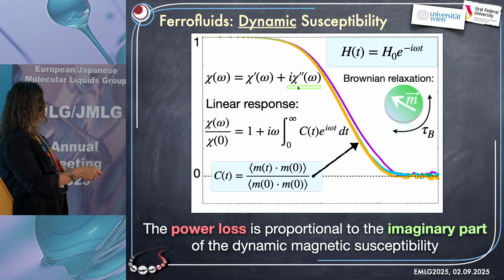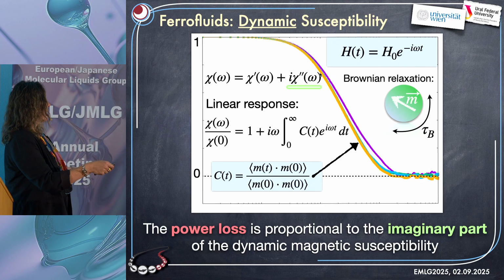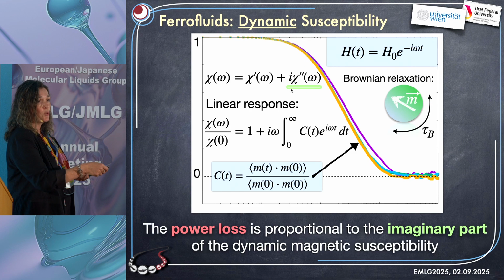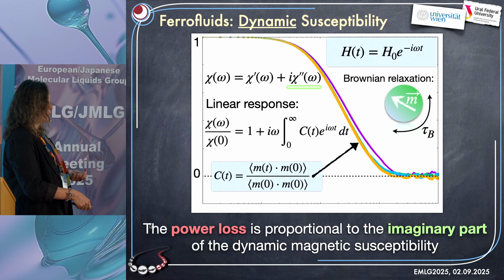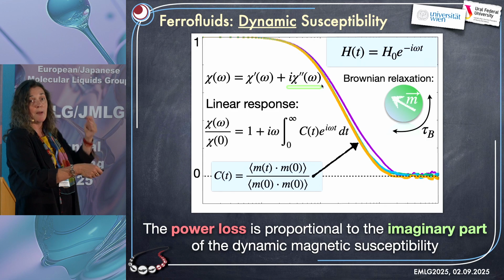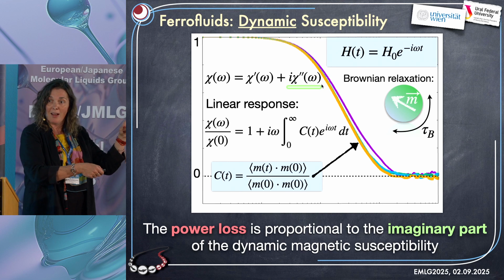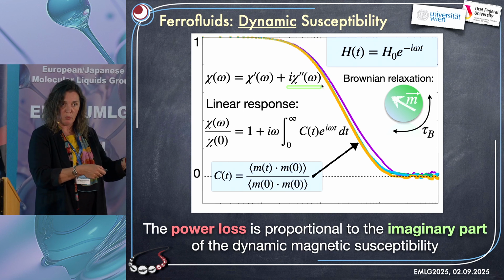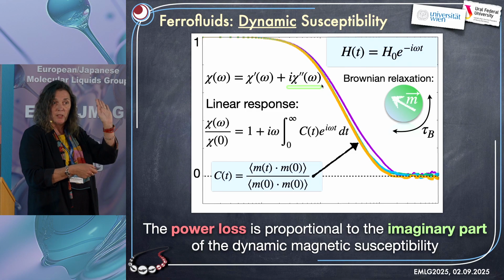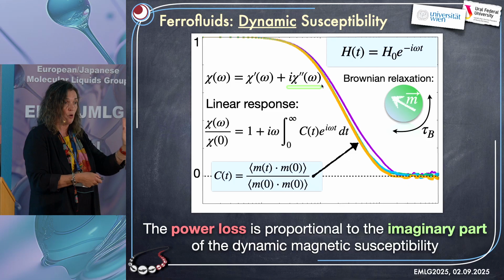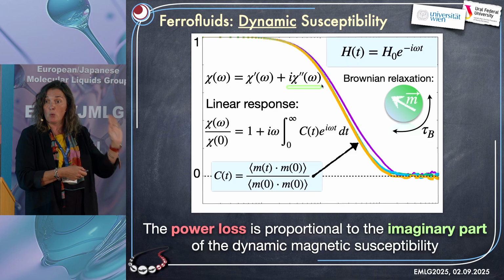So what is important there? The important part is this guy. The imaginary part of the dynamic susceptibility is what is responsible for the power loss. So this dissipation is what shows you a resonance frequency at which the applied field should be applied in order to reach the maximum heating. So the position of the maximum of the imaginary part of the susceptibility is what you are interested in overall. So this is what we will be looking at.